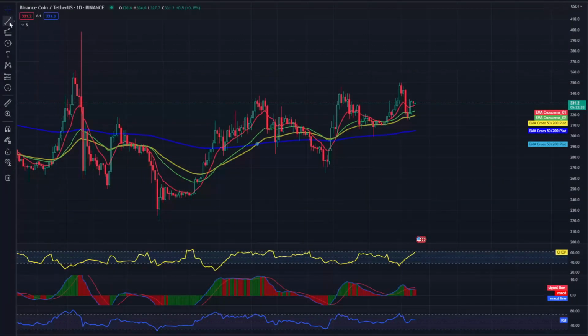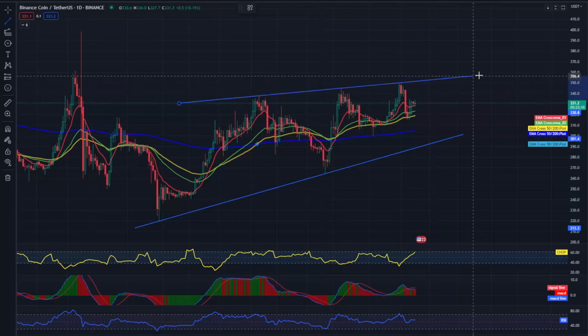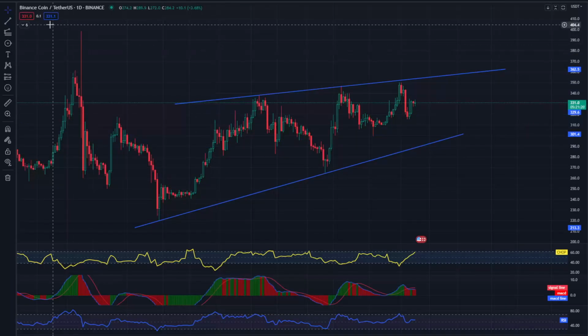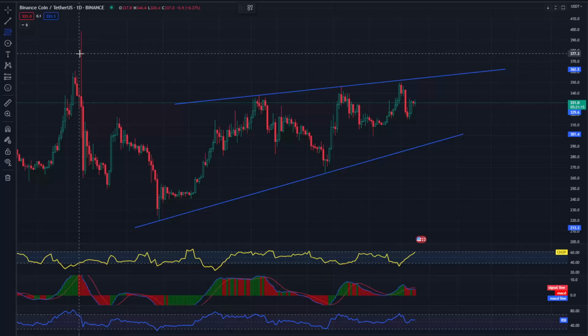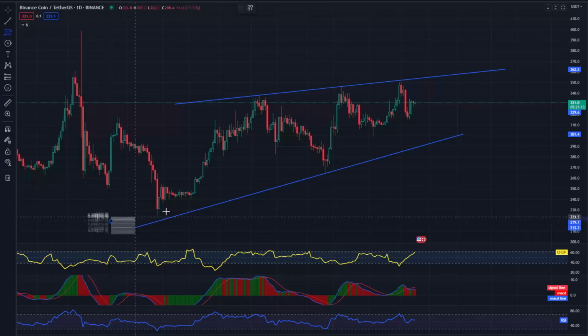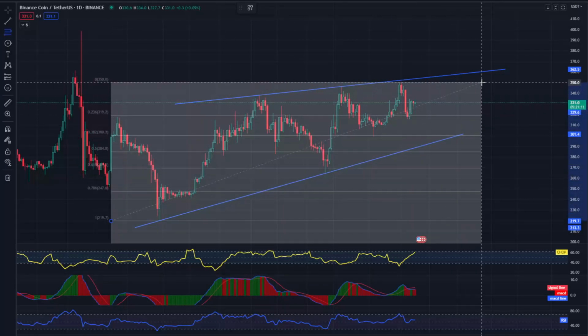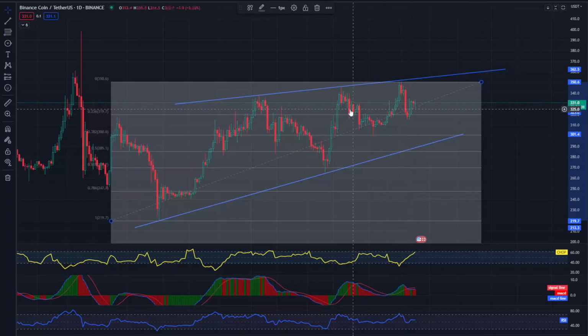The last one in today's chart is the BNB to USDT chart on a one-day timeframe. First, we will use the blue lines to mark the uptrend channel in which the price is moving. Going further, we can move on to marking the places of support in the situation of returning to the correction.